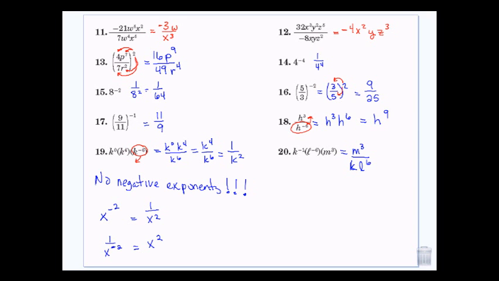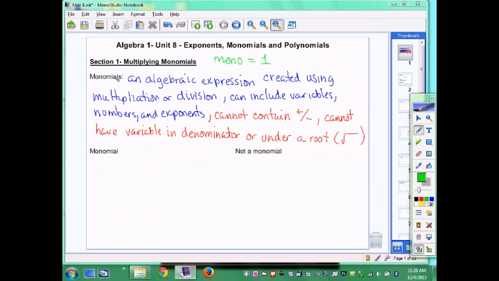Monomial means single, like one term, one part. So it's created using multiplication or division.